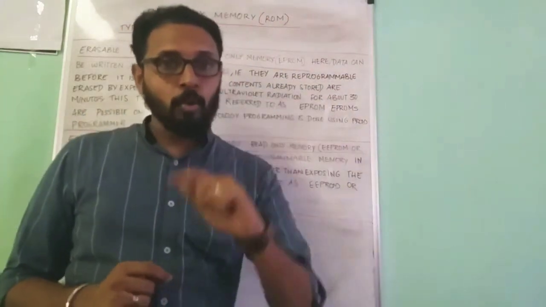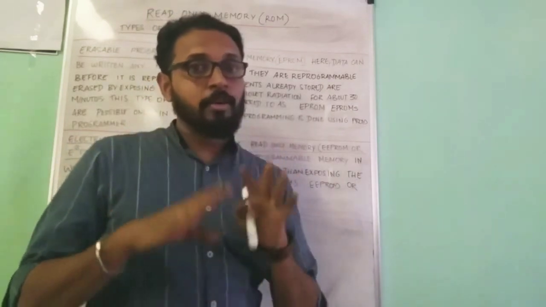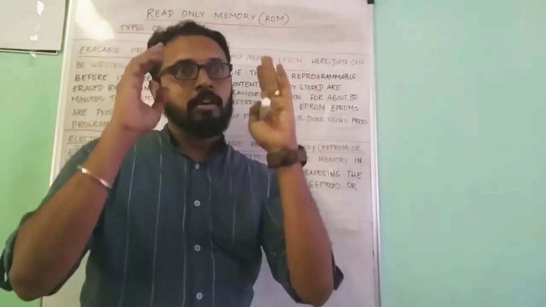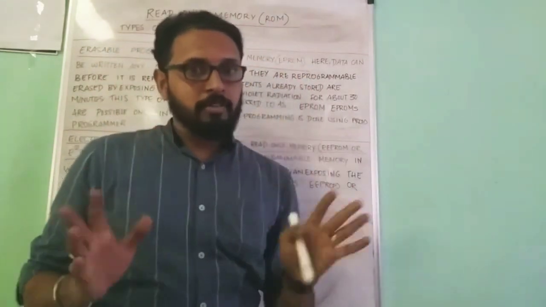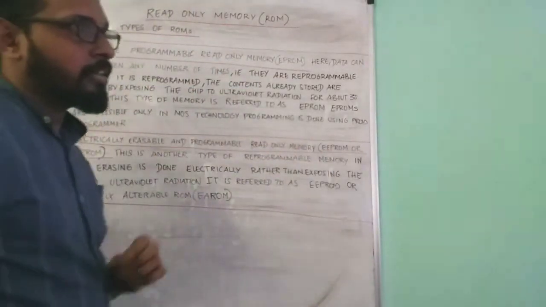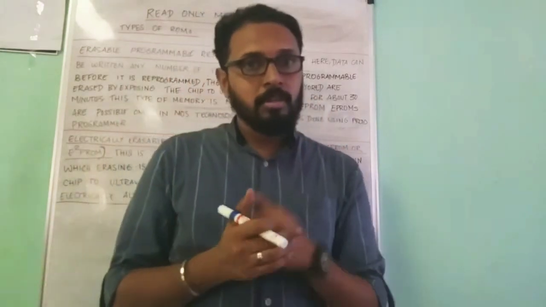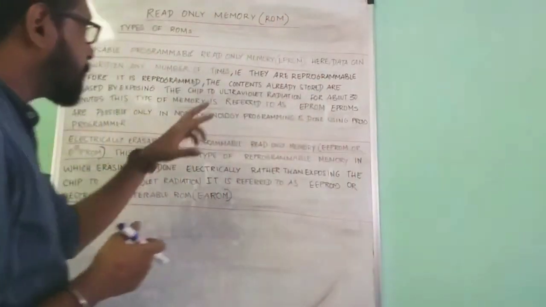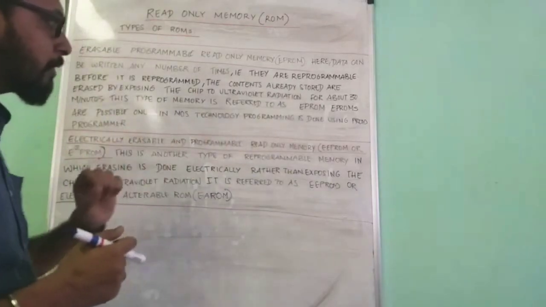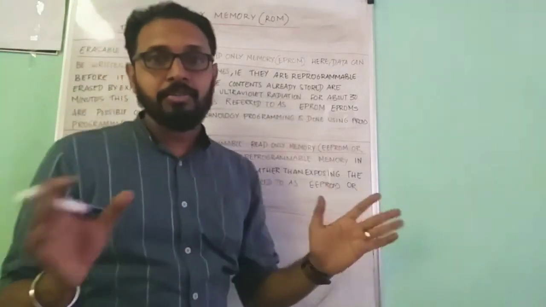MROM and PROM are where, if the data is stored once, it cannot be altered or erased. The data once stored will remain in it forever. But the two categories where the chip can be reprogrammed are EPROM, that is erasable programmable read-only memory, and EEPROM, electrically erasable and programmable read-only memory. First we will go for EPROM.